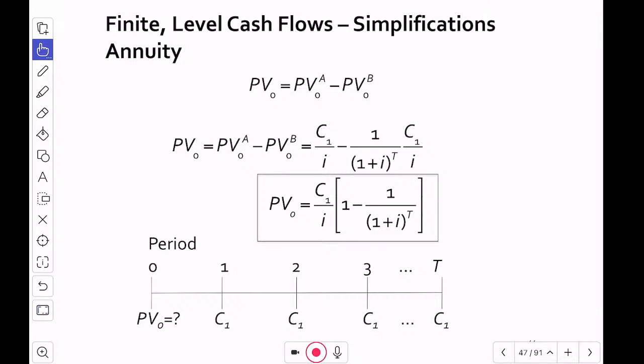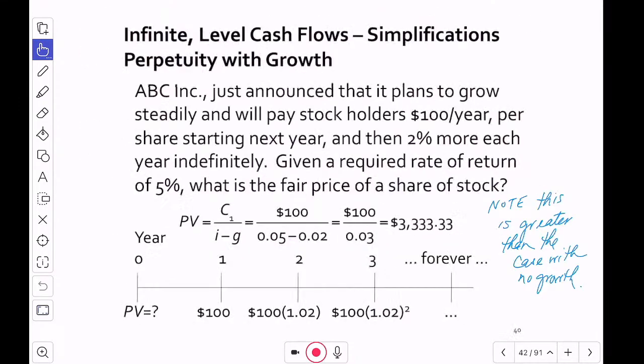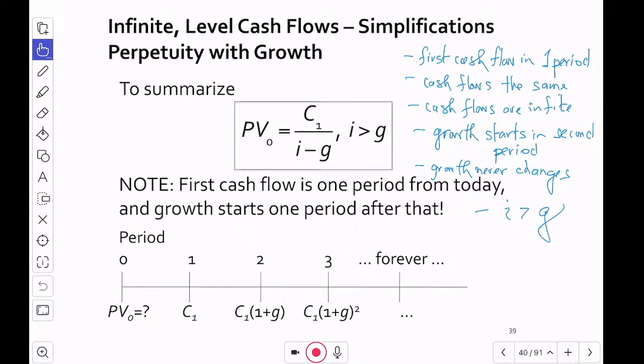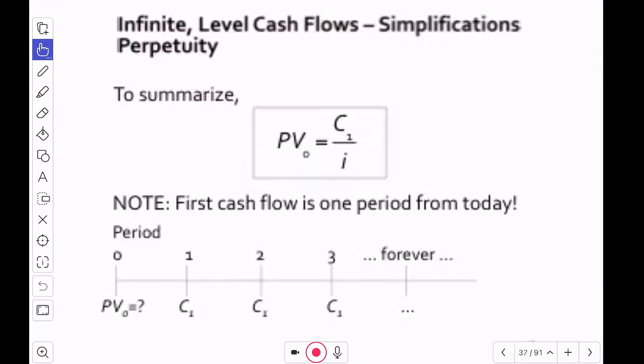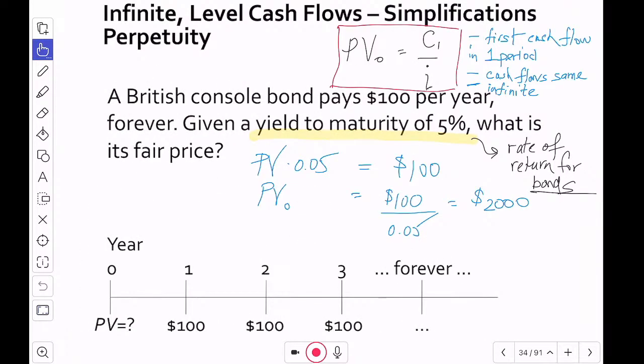So let's go back to the perpetuity and see. I'll copy and just modify the conditions that we had. So the perpetuity here, we had these conditions. I'll copy these over.